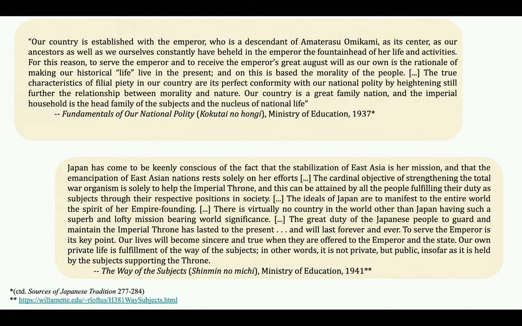So Japan has this great colonizing mission in East Asia, and it should be led by the Japanese people, who simultaneously are totally submissive to the government and willing to offer their lives to die for the imperial state, right? This is what it's basically saying, okay?